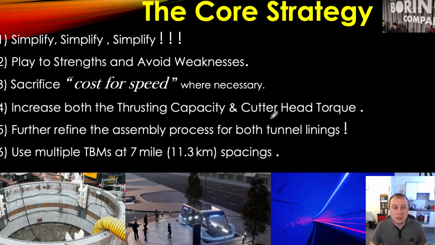Use multiple TBMs at 7 mile spacing. So again, rather than having one machine that is doing 300, 400 meters per day, it makes more sense to me to have 7 machines that are all doing 120 meters per day, and you can get the project done a lot quicker. And if that one machine encounters a problem, that's bad news. But if one of those 7 machines encounters a problem, not to worry, because your other 6 can finish the rest of it, and maybe one of them could go and rescue it. Who knows? So it's all good.